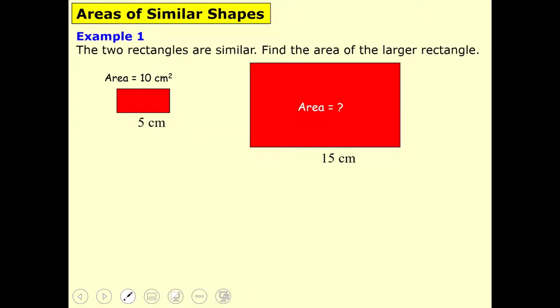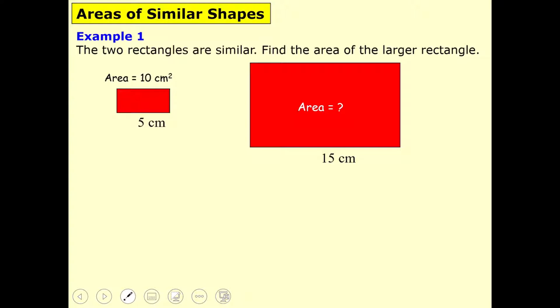Today we're going to move on to look at similar area. So far we've looked at similar lengths and now we're going to look at similar area. So first example, these two rectangles below are both similar. Find the area of the larger rectangle.